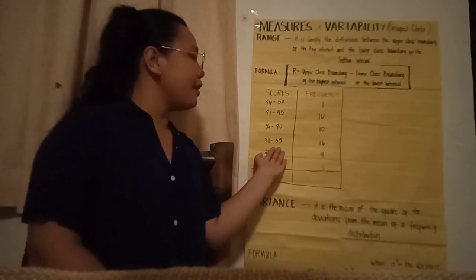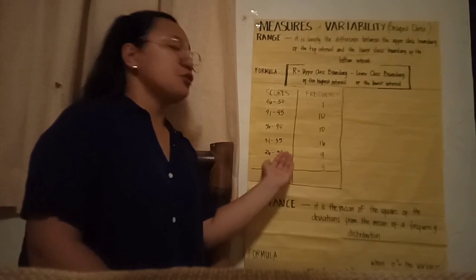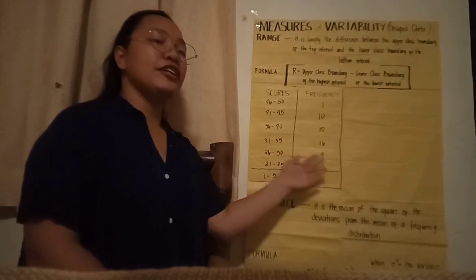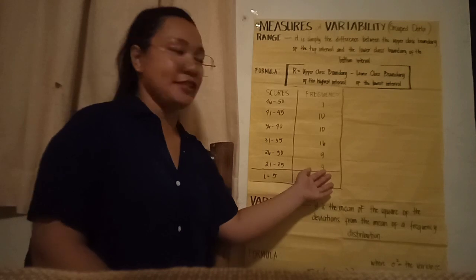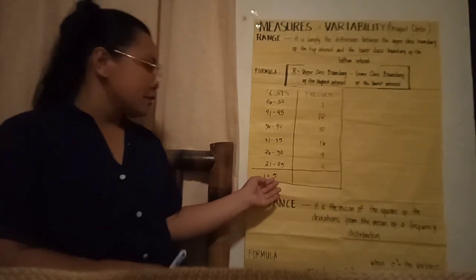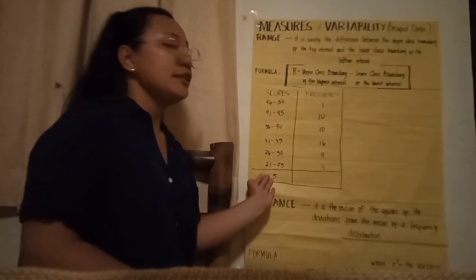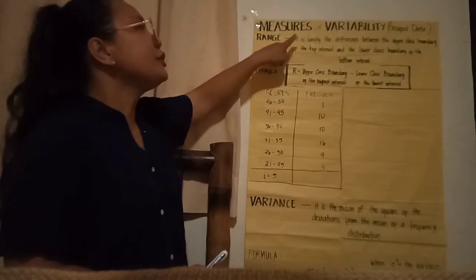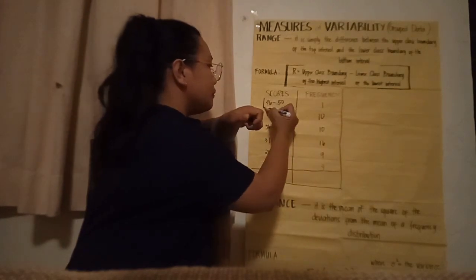31 to 35, there are 16. 26 to 30, there are 9. 21 to 25, and there are 4. So, the class interval for this example is 5. To determine the upper class boundary, we take the highest interval, which is this one.